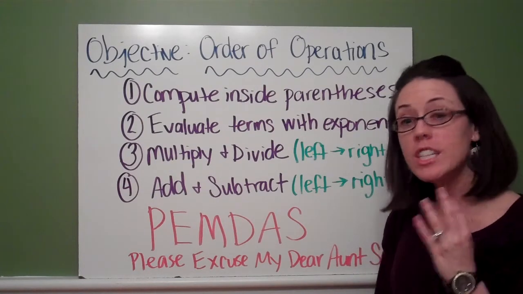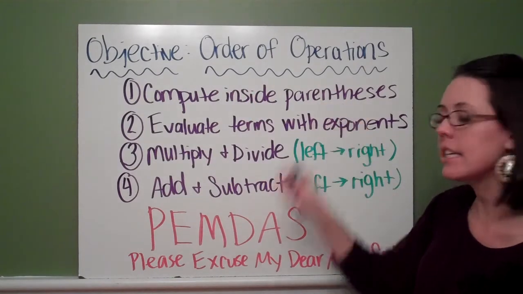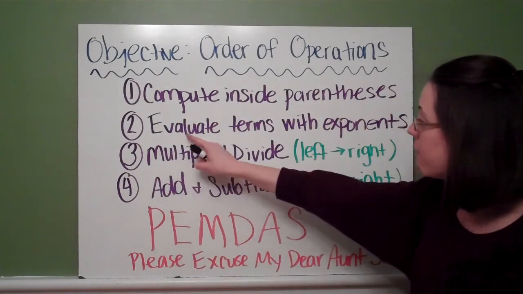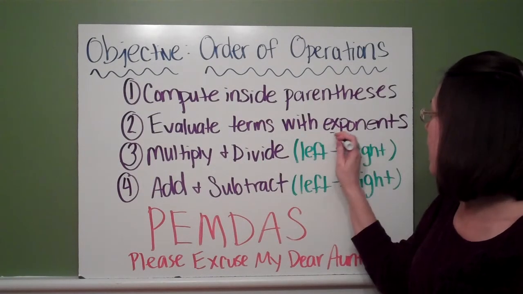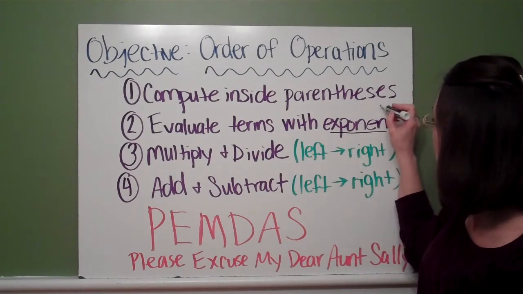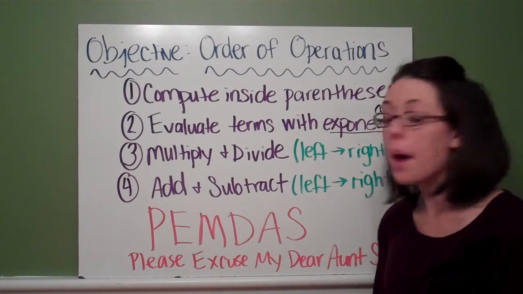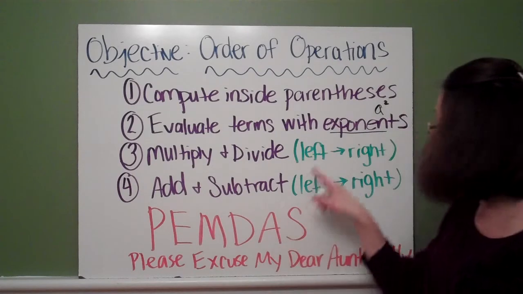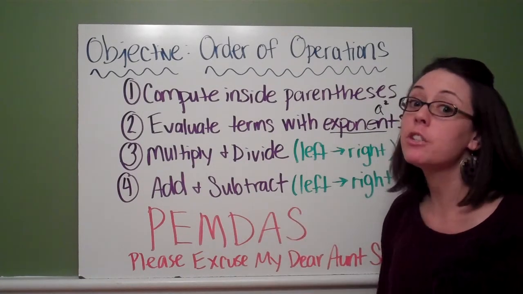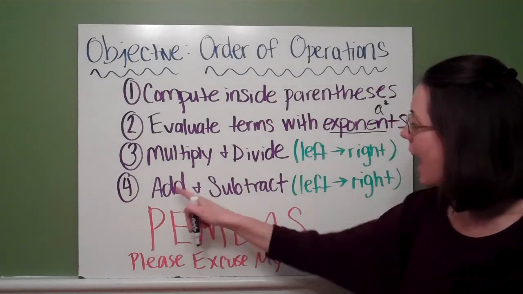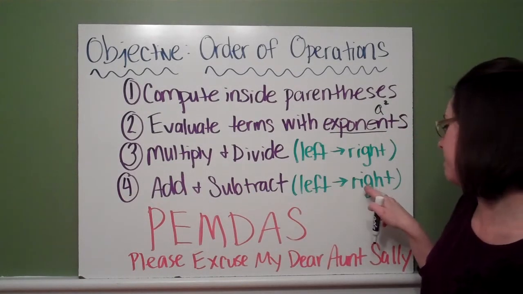All right, there are 4 steps. First, compute inside parentheses. Step 2, evaluate terms with exponents. Remember, exponents are those little numbers up in the corner. Third, multiply and divide from left to right. How do we read a book? From left to right. Fourth, add and subtract from left to right.